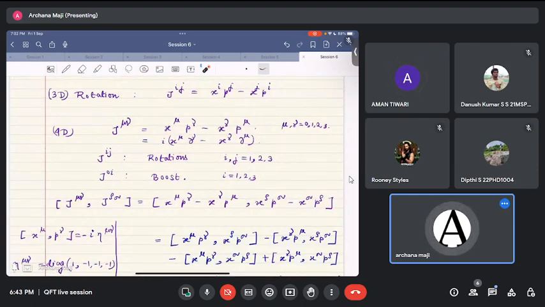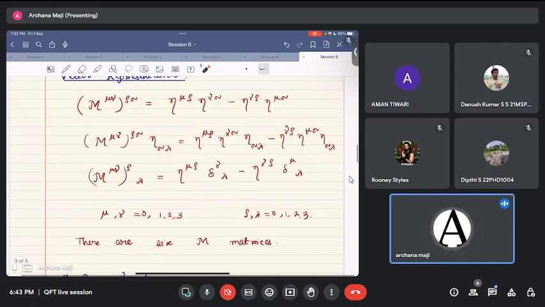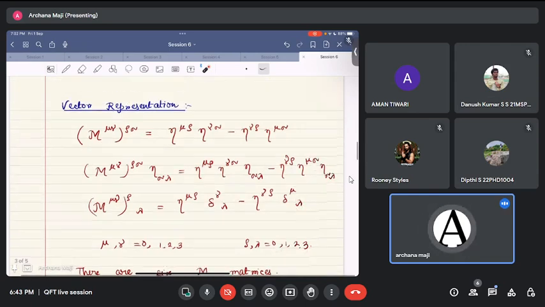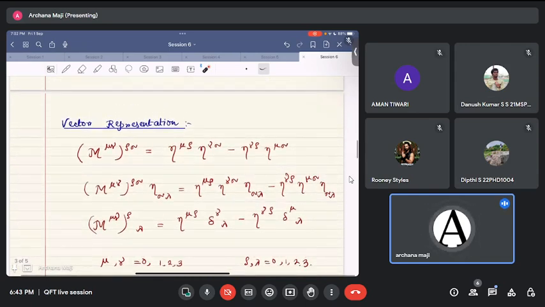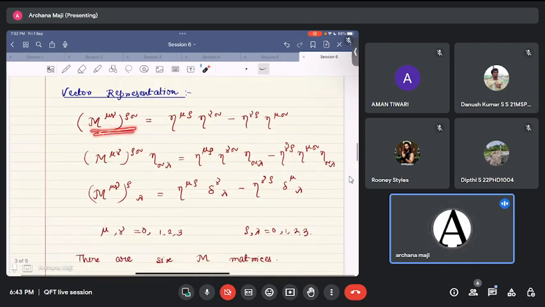Okay. So that's why I used a different notation M here. This is the finite dimensional representation of the Lorentz transformation. This is giving you a finite dimensional representation of Lorentz. By finite I mean you can write down a 4 by 4 matrix.